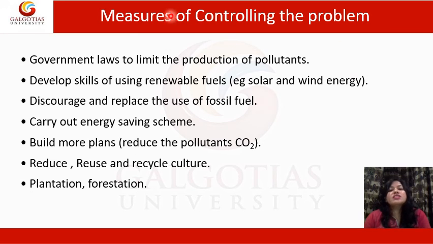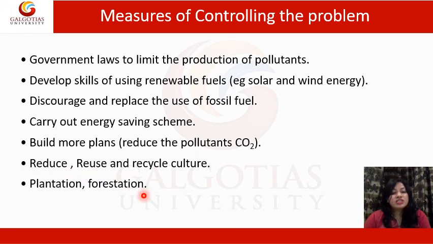Now we discuss the measures for controlling this problem. Government laws to limit the production of pollutants. Develop skills for using renewable fuels like solar and wind energy. Discourage and replace the use of fossil fuels. Carry out energy saving schemes. Build more plants, which reduces the pollutant carbon dioxide. Reduce, reuse and recycle culture.